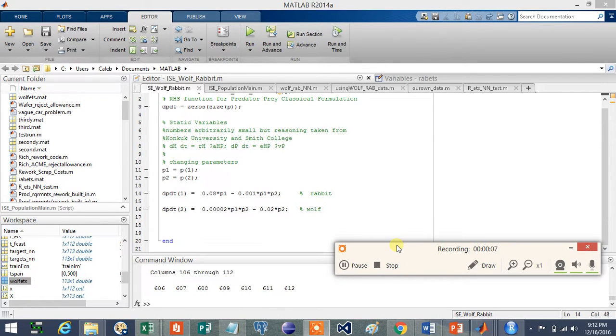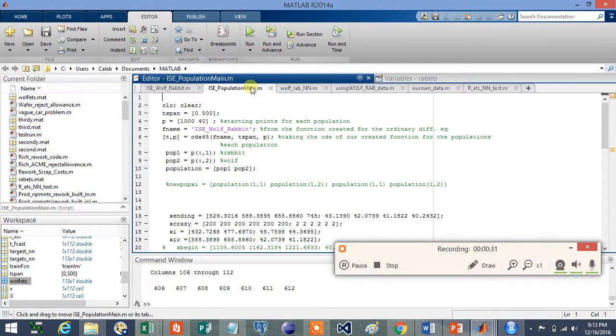And to start, I'm going to show you the ordinary differential equation from the Lotka-Volterra model that we derived from Konkuk University and Smith College's example data that they gave in their PowerPoints for a Lotka-Volterra model considering a rabbit and wolf population. These are the coefficients that were relatively determined to capture the behavior of the system.